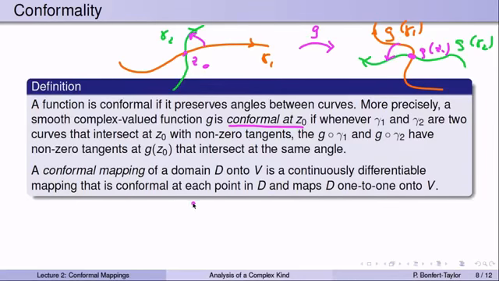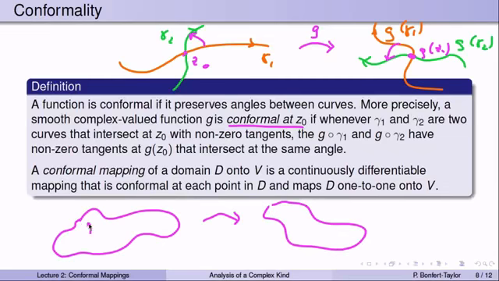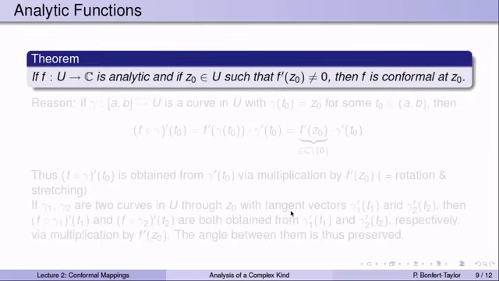A conformal mapping of a domain D onto some V is a continuously differentiable mapping that is conformal at each point in D and maps D one-to-one onto V. It is thus not enough to simply be conformal at each point in the domain D. Moreover, we require that the mapping map D in a one-to-one manner onto V. Then we say we're dealing with a conformal mapping. Otherwise, we can say the mapping is conformal at a point. But in order for it to be a conformal mapping, we require that it's conformal at each point, in addition to being one-to-one and onto V.